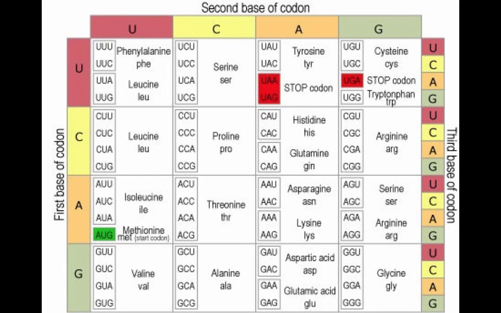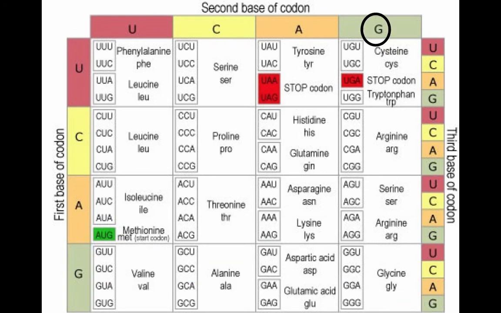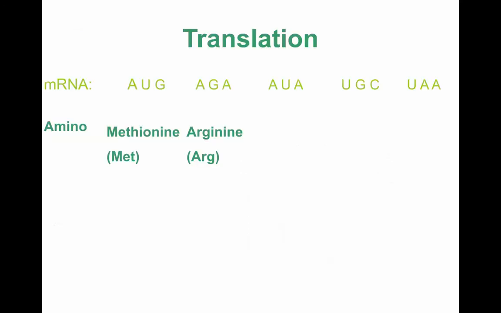The first letter of AGA is A, so I know I need to focus on the third row. The next letter in AGA is G, so I'll take a look at the top of the chart and find G. I can narrow down my search and focus on the blue box. The third letter of AGA is A. By moving across to the box, I can figure out that AGA is arginine.